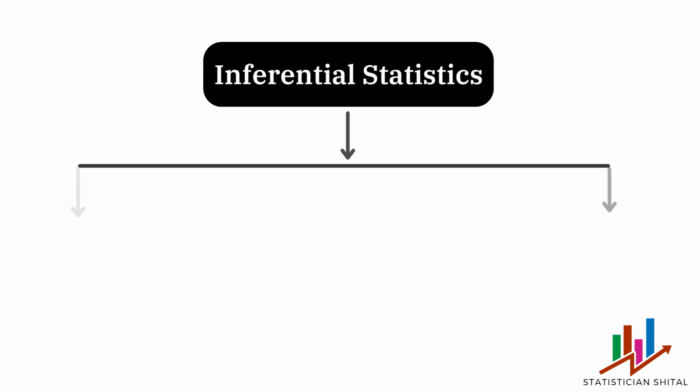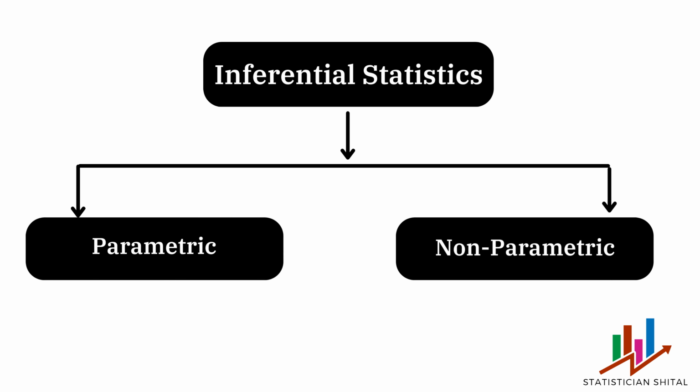The second type of statistics we will be discussing is inferential statistics. Inferential statistics is a branch of statistics that deals with making generalizations and predictions about a population based on a sample of data. It involves using statistical methods to analyze a sample of data and to draw conclusions about the larger population from which the sample was drawn.